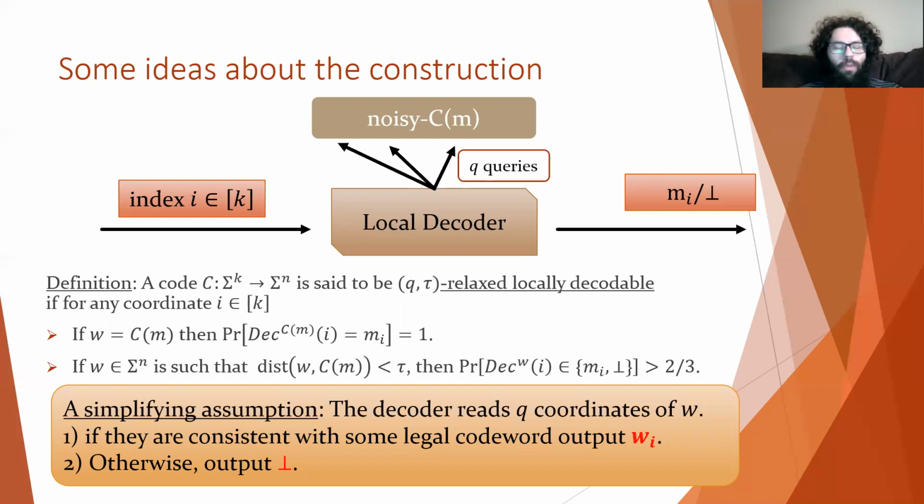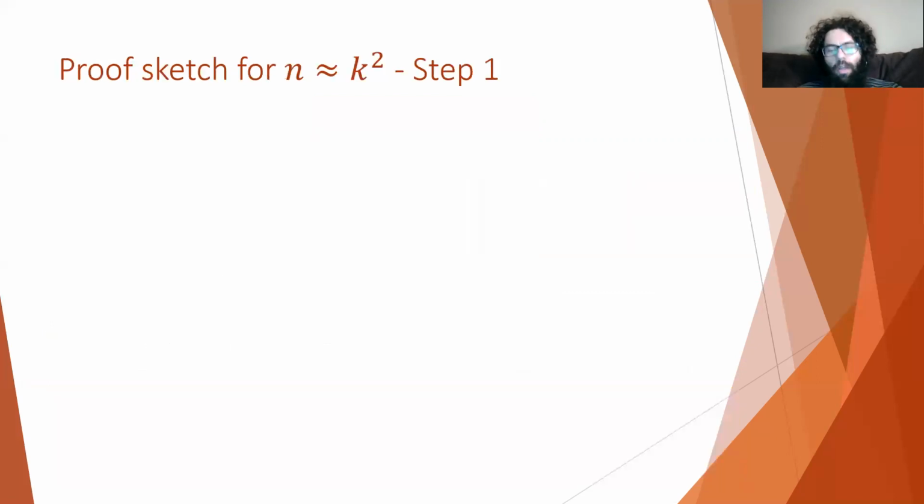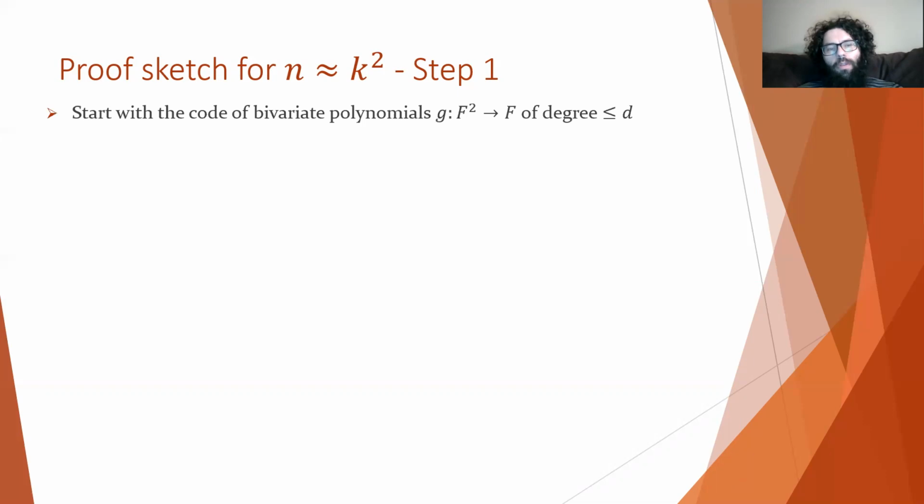Okay, so we're going to make this assumption. Before going into this k to the power 1 plus epsilon, let me show you a proof sketch where n, the length of the encoding, is k squared. It will be only k squared, but it will show the first idea. So here's what we do.